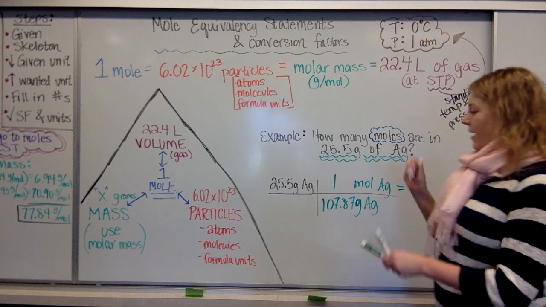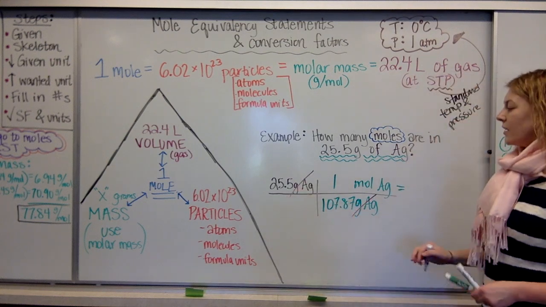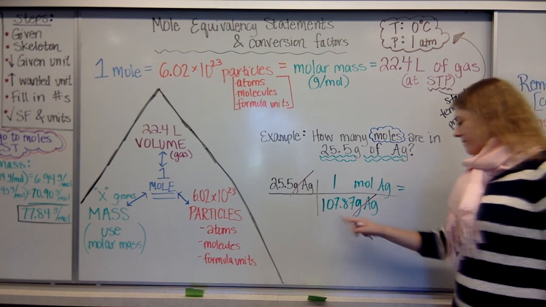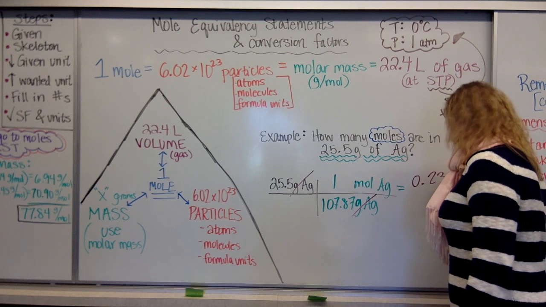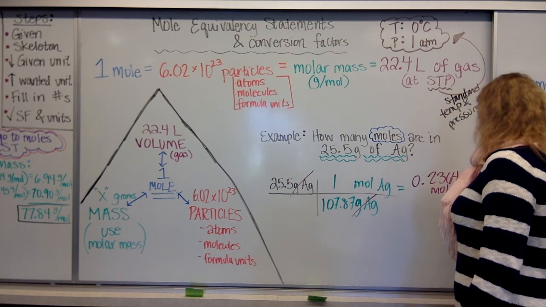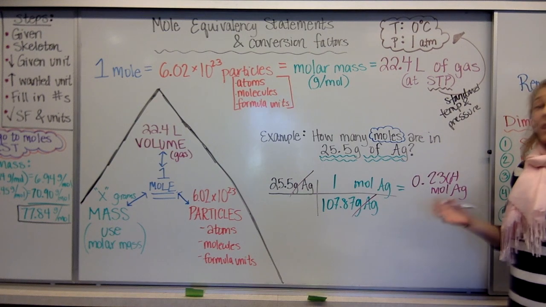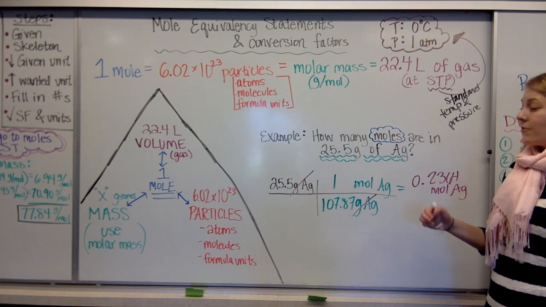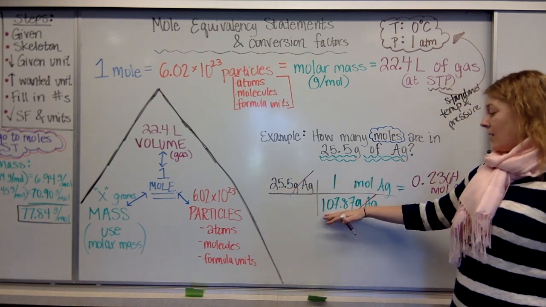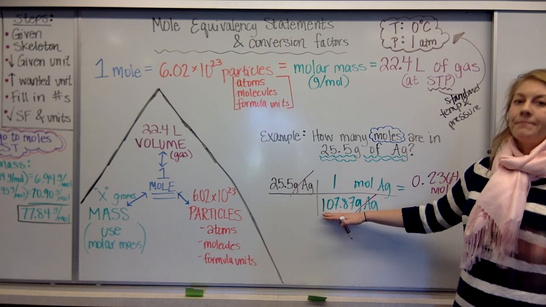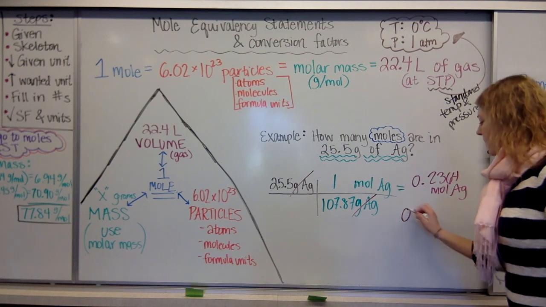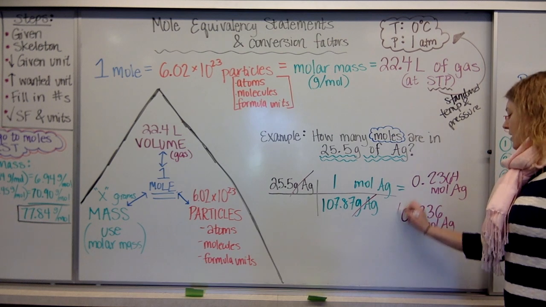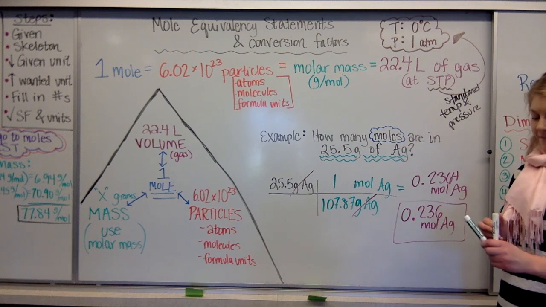Our units on top and bottom cross off. Grams of Ag is gone. And we divide 25.5 divided by 107.87 grams. We get 0.2364 moles of Ag, and we need to make sure that our sig figs are right. We have the right unit, moles of Ag. Our sig figs have to be right. 3 sig figs here, 5 sig figs here. Which one is less? 3 sig figs is less. So this needs to be 0.236 moles of Ag, and that's in correct significant figures.